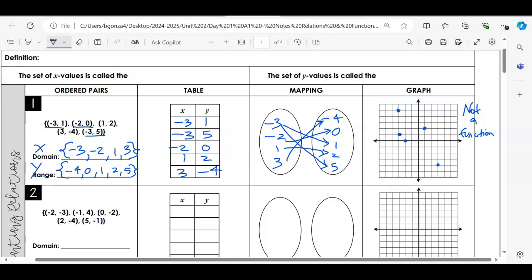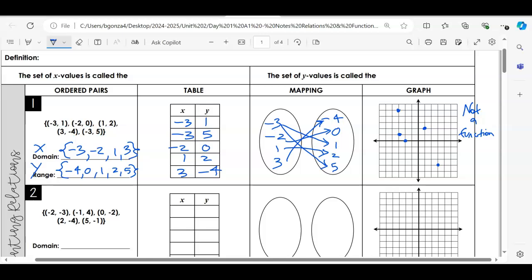But number 1, the domain is all the x values, and they don't repeat, right? So here's -3 twice. I just write it once. -3, -2, 1, 3. Those are my x values. And then your y values are -4, 0, 1, 2, 5. You're putting them in order.